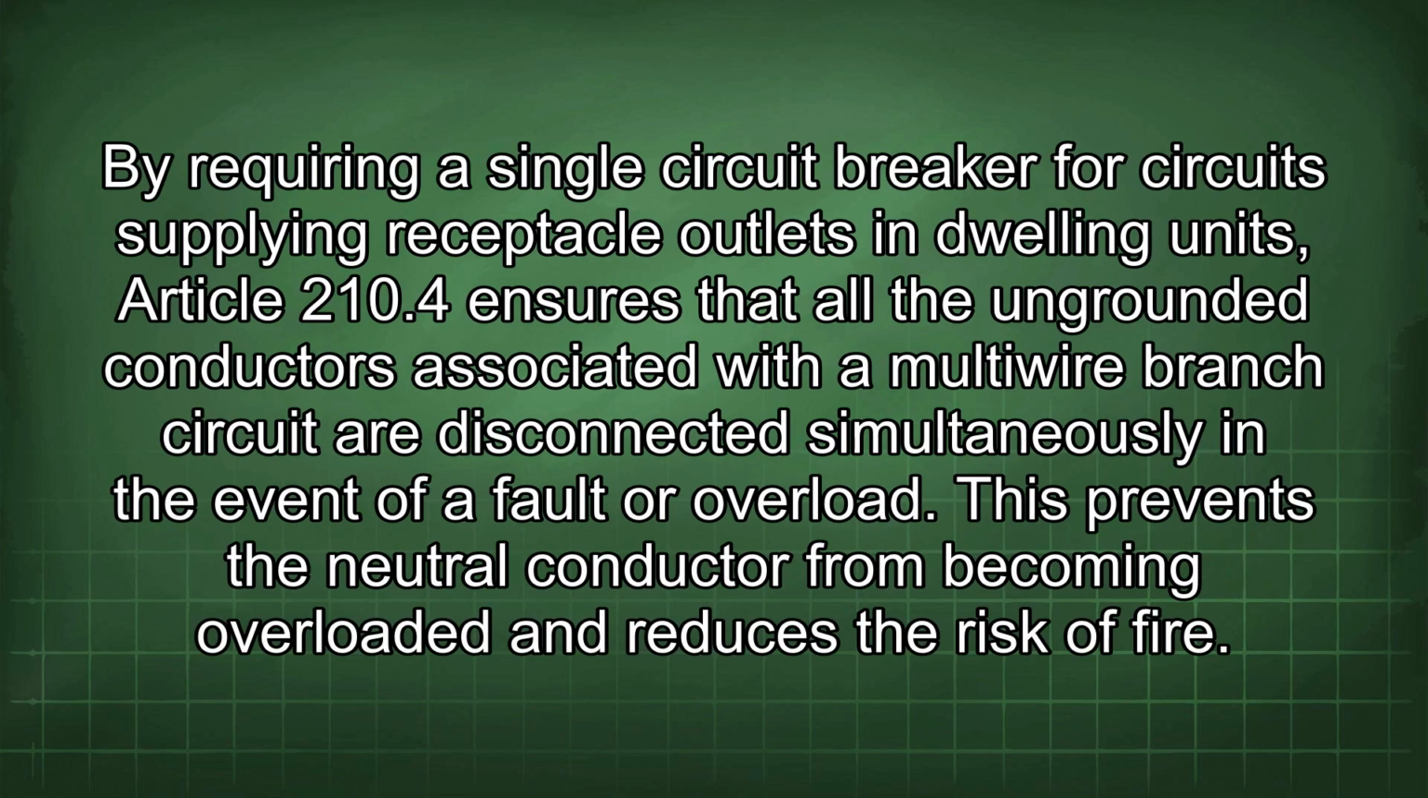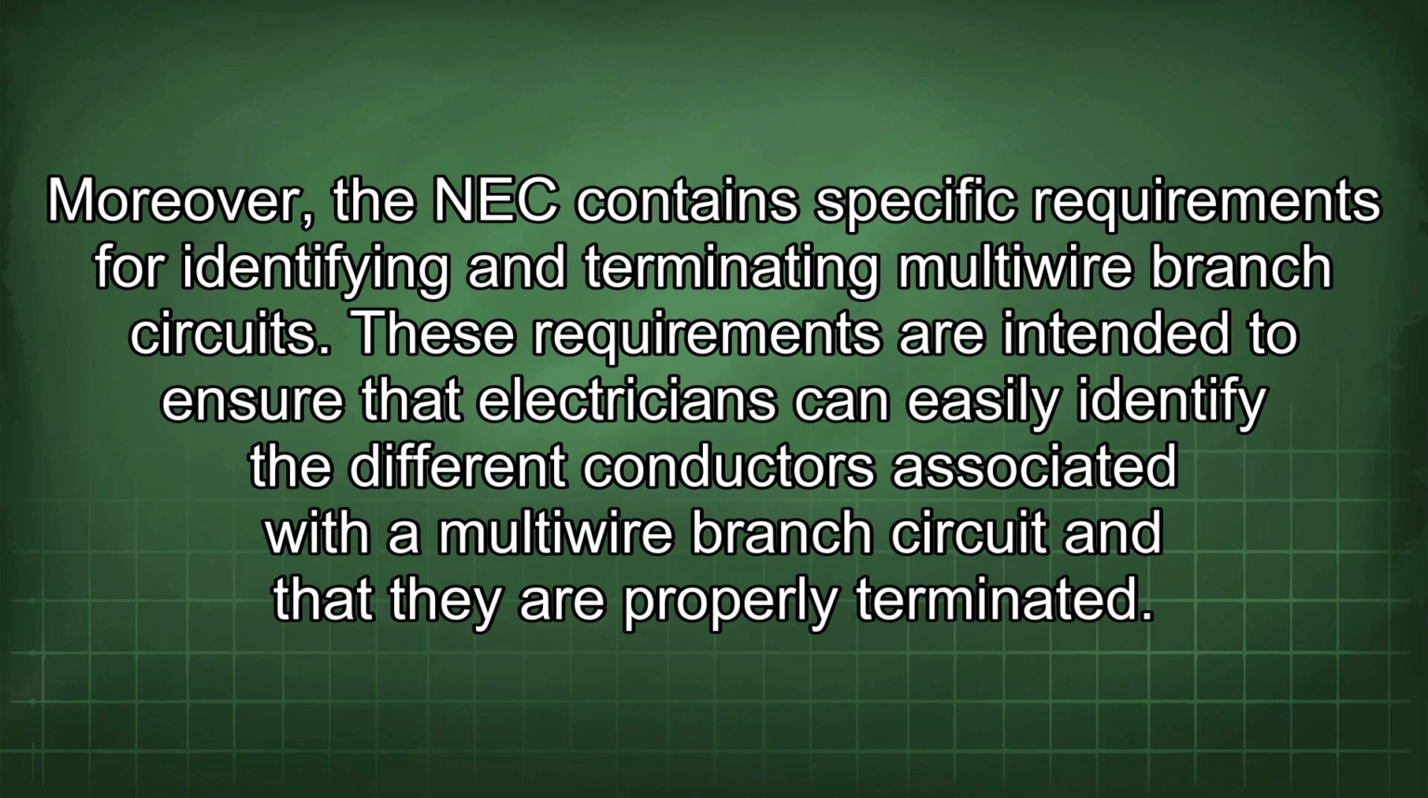By requiring a single circuit breaker for circuits supplying receptacle outlets in dwelling units, Article 210.4 ensures that all the ungrounded conductors associated with a multi-wire branch circuit are disconnected simultaneously in the event of a fault or overload. This prevents the neutral conductor from becoming overloaded and reduces the risk of fire. Moreover, the NEC contains specific requirements for identifying and terminating multi-wire branch circuits. These requirements are intended to ensure that electricians can easily identify the different conductors associated with a multi-wire branch circuit and that they are properly terminated.